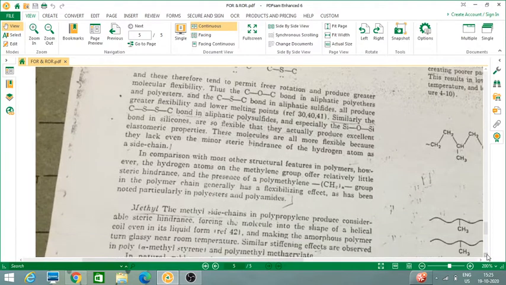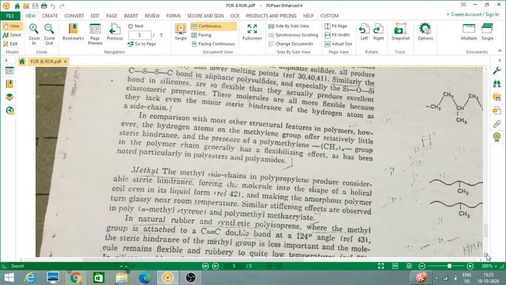So size and shape of the side chain also plays a major role in determining the flexibility or the restriction of rotation of the molecule. In comparison with most other structural features in polymers, however, the hydrogen on the methylene group offers relatively little steric hindrance, and the presence of polymethylene (CH2)n groups in the polymer chain generally has a flexibilizing effect, as has been noted particularly in polyesters and polyamides.